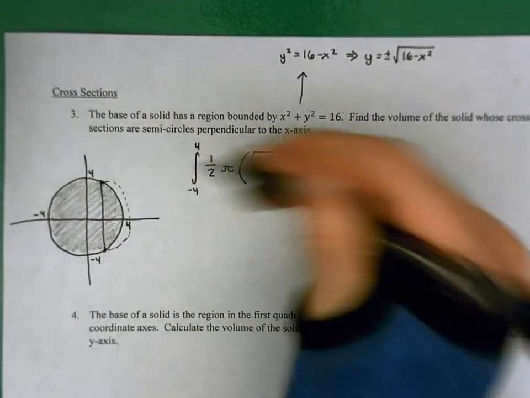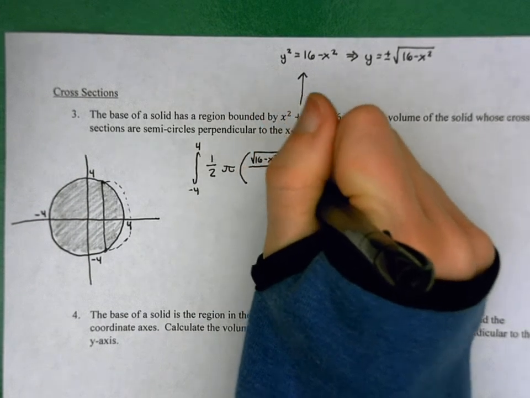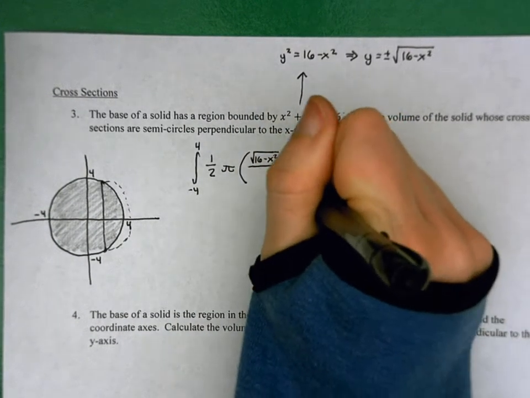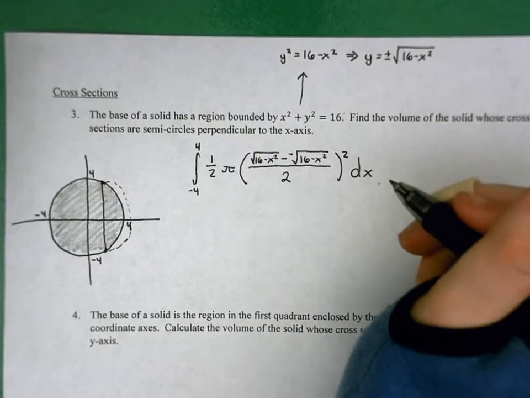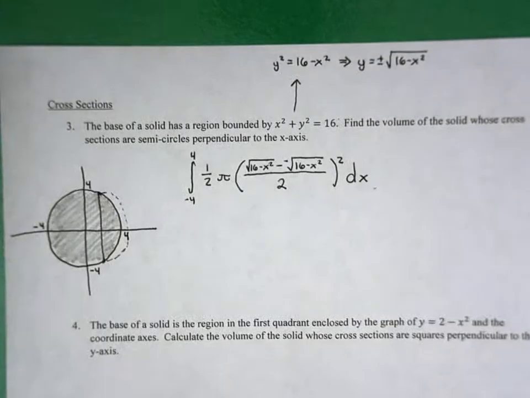My equation is 1/2 pi r squared. R is my radius, and so I'm going to go ahead and take my diameter and divide by 2. Okay, and so that's going to allow me to find the volume.